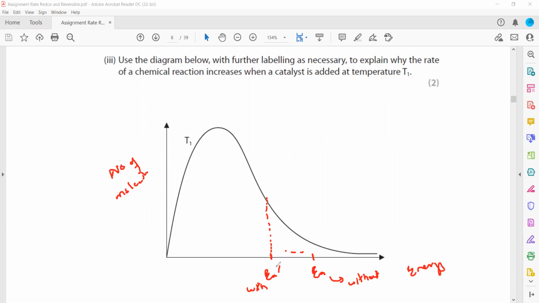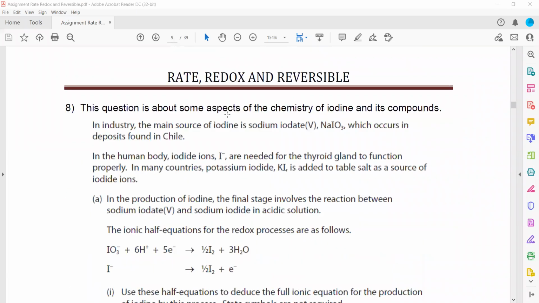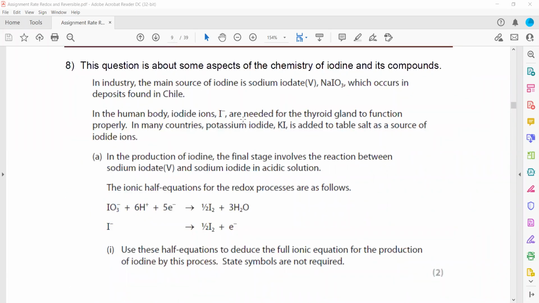So you can see with the catalyst there will be a greater proportion of the molecules. Without catalyst, few molecules are there. The same thing you have to write in the spaces available. So you have to use this to explain the idea.